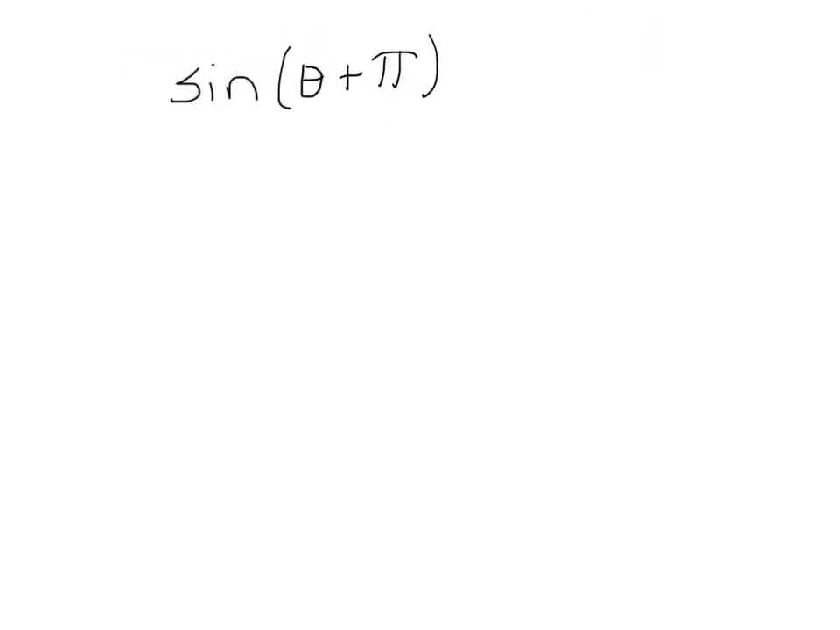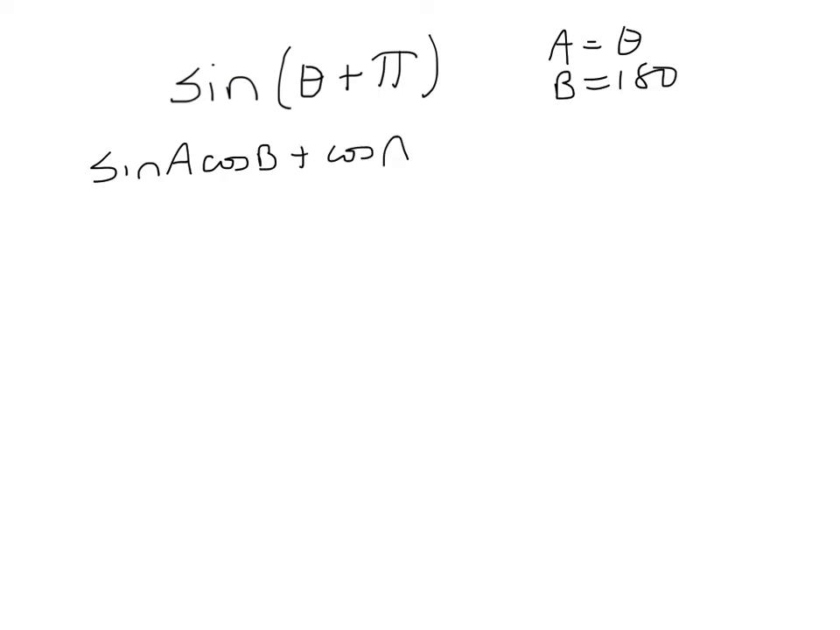Here's another one. Sine of theta plus pi. Same idea. I'm going to use theta for A and pi for B, which is 180 degrees, because it's, again, easier to think in terms of pi. And so the expansion looks like this: sine of A cos of B, plus cos of A sine of B. There's no trick to this. I am simply pulling that right off the reference sheet. So all you're doing is writing it down, and now I'm going to substitute.